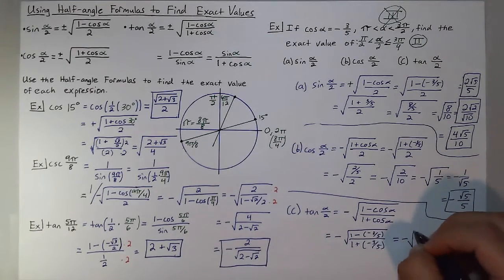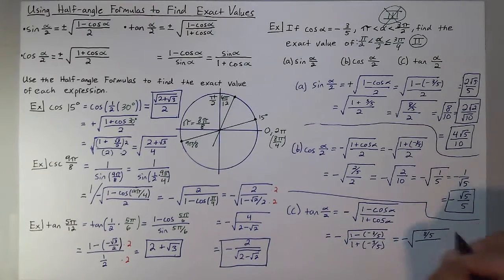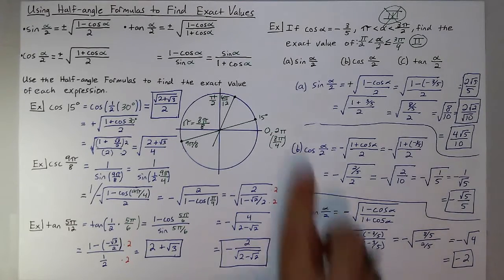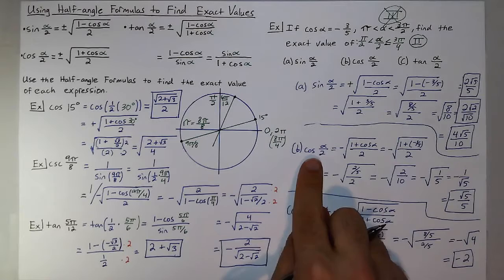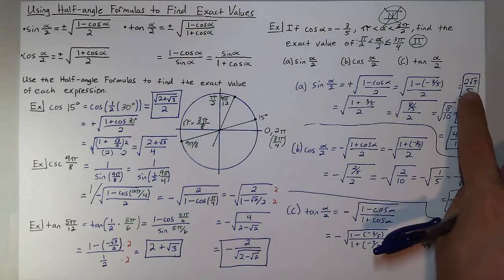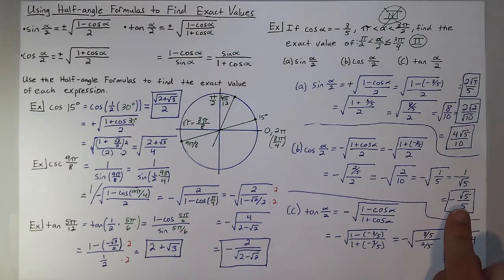Giving me negative the square root of 1 plus 3 fifths, which is 8 fifths, over 1 plus negative 3 fifths, which would be 2 fifths. The 5s will cancel, leaving me with 8 over 2, which is 4. So we have negative square root of 4, which simplifies to negative 2. Which, again, I could figure out because I know what sine of alpha over 2 and cosine of alpha over 2 is. If I were to put 2 square root of 5 over 5 over negative square root of 5 over 5, I should simplify to negative 2. And that is how you use half-angle formulas to find exact values.